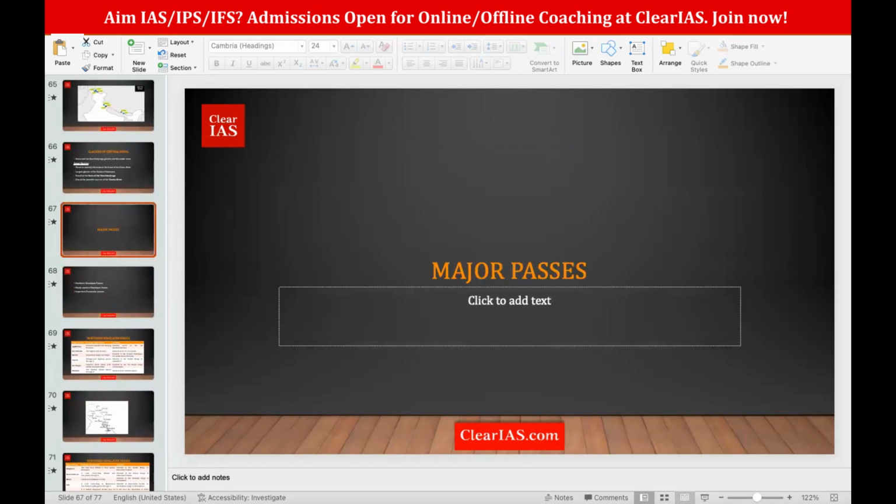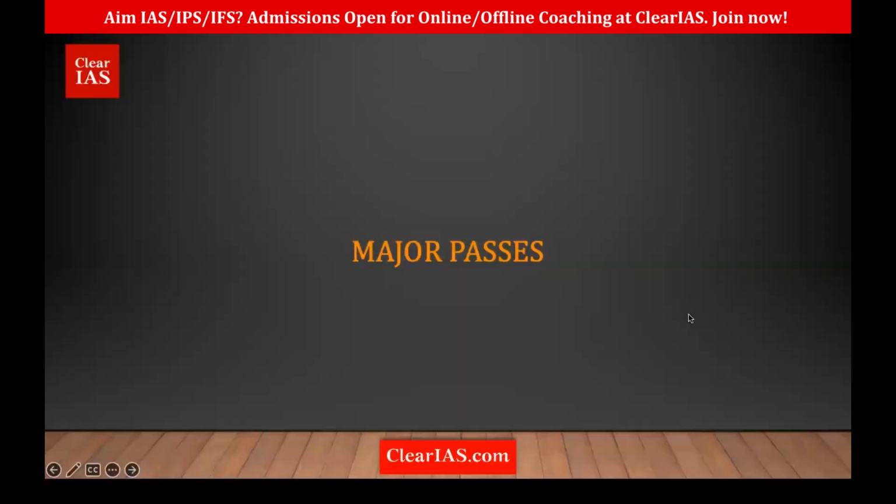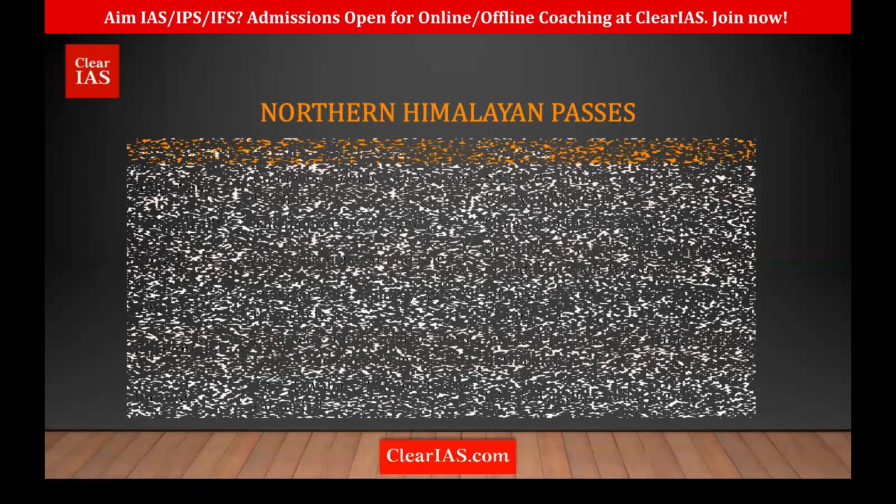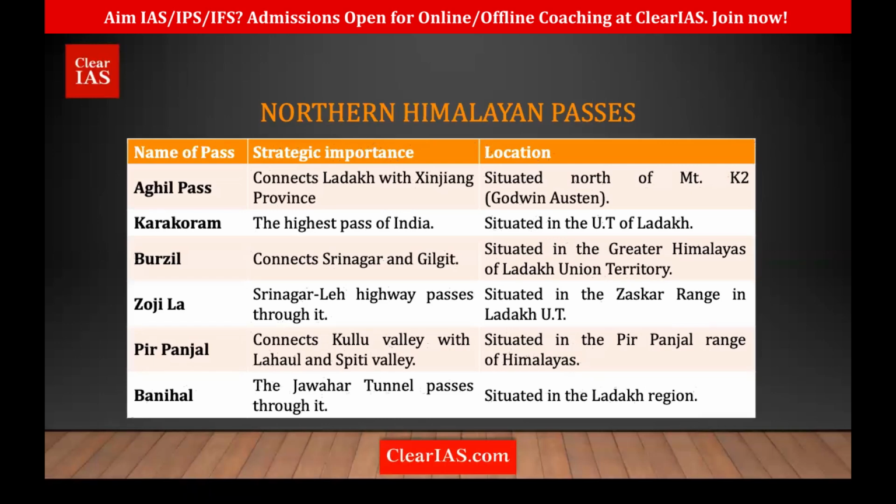We're talking about the major passes. First, if we're talking about northern Himalayan passes, we have Aghil Pass. It is the northernmost part, between China and India, Ladakh and Xinjiang province. Then there is Karakoram Pass. It is the highest pass.